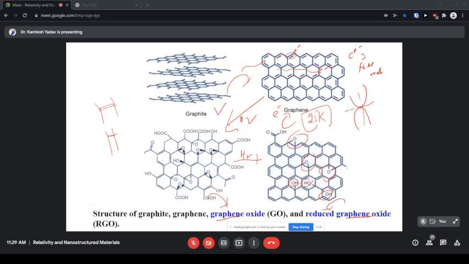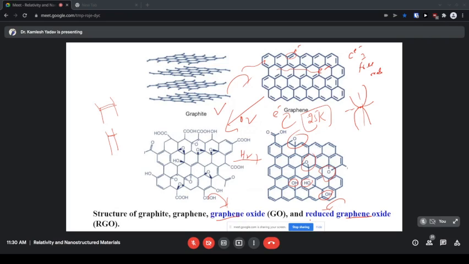Therefore, by oxidizing and reducing, we can obtain graphene oxide and reduced graphene oxide. Here there will be some band gap and a change in property, and depending upon the type of application, you can use either graphene oxide or reduced graphene oxide. In your laboratory, if you want to use these materials in a particular application, you can convert the graphene into another material, and in this way you can change the property.